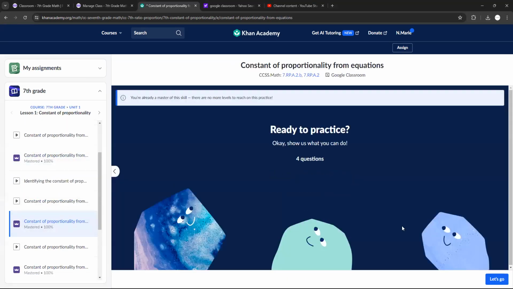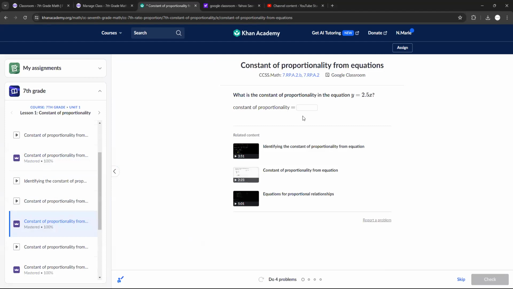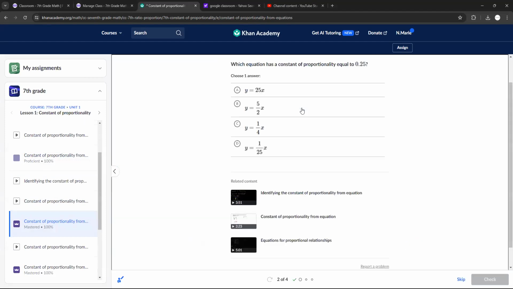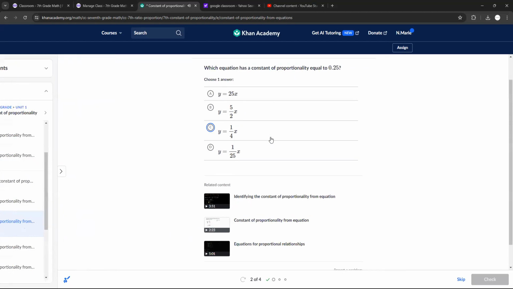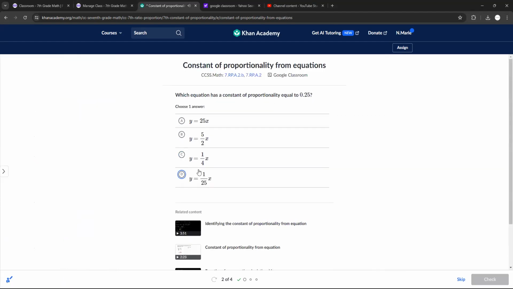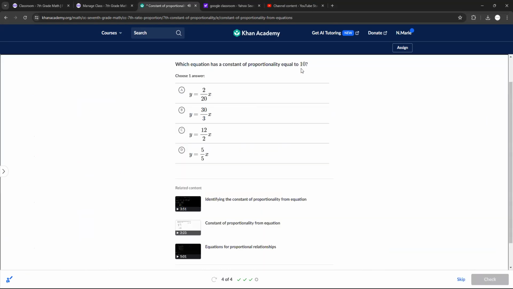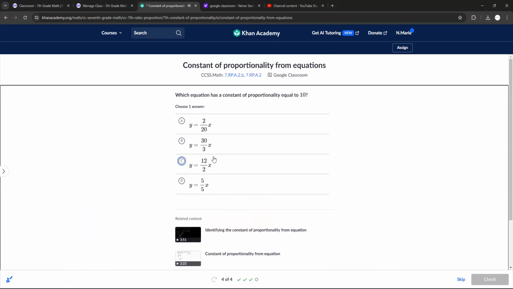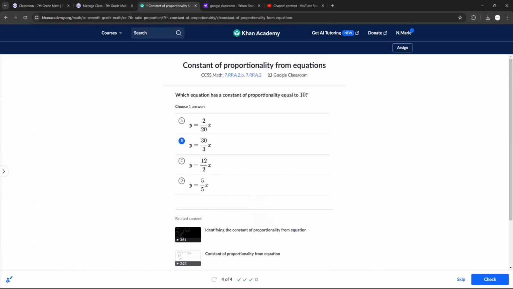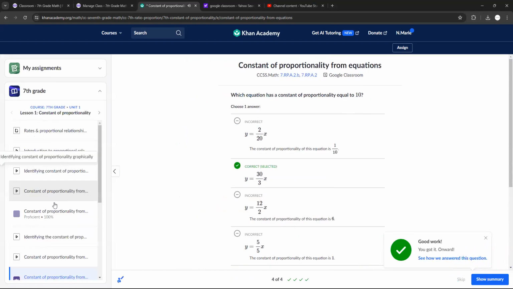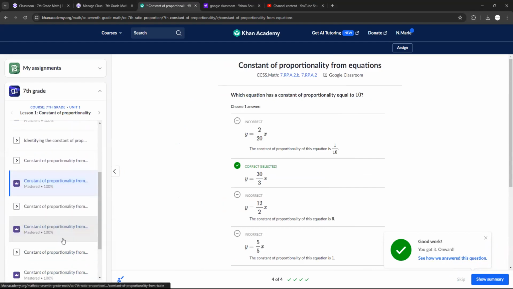Now let's look at constant proportionality from equations. This is even easier. It's right before the x. That is your k. That is your constant of proportionality. So this has to be 0.25, which would be this one, 1/4, right? Now it's 7. And which of these have a constant proportionality of 10? Well, 30 divided by 3 is 10. The other ones are not. So also very simple.